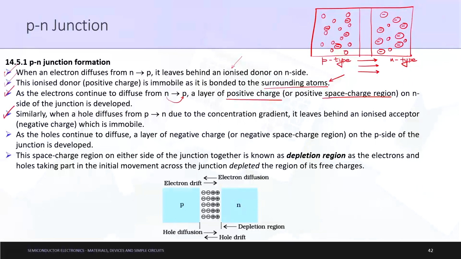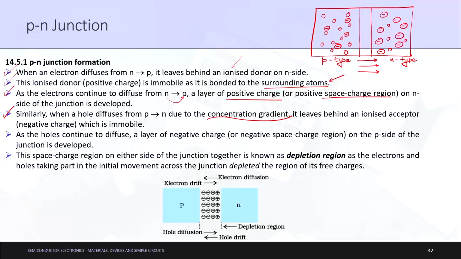So as the holes continue to diffuse, first of all let me read this again. Similarly, when a hole diffuses from P to N due to the concentration gradient, why is it happening? Because of the concentration gradient. What is a concentration gradient? A higher concentration on one side and lower on the other. We know that for an N-type semiconductor, holes are the minority charge carriers, and for a P-type semiconductor, the holes are the majority charge carriers. So because of a difference in the concentration of these charge carriers, we have a concentration gradient.